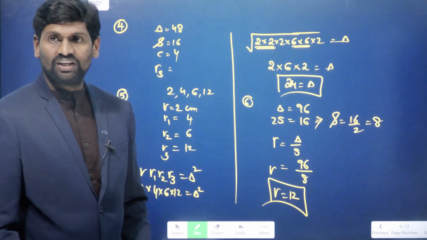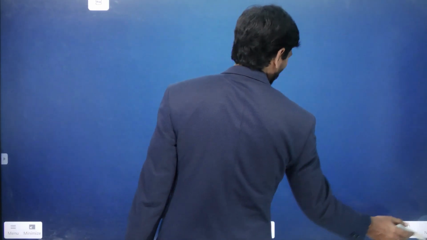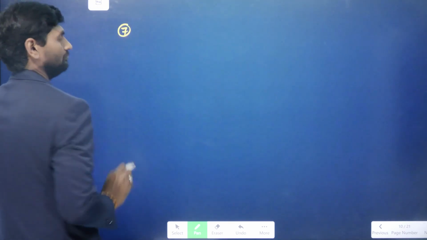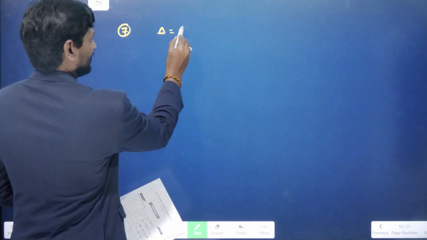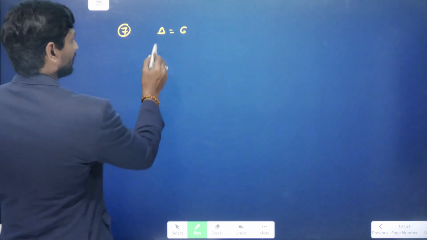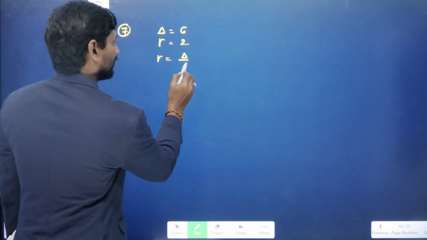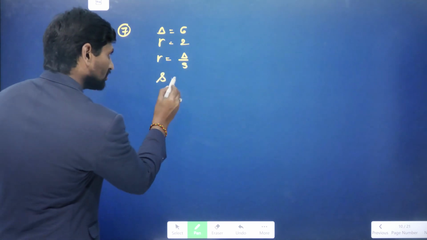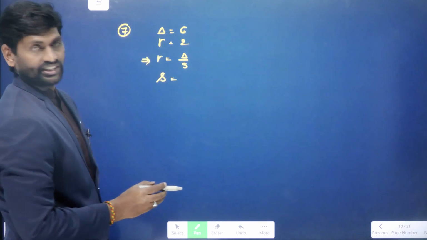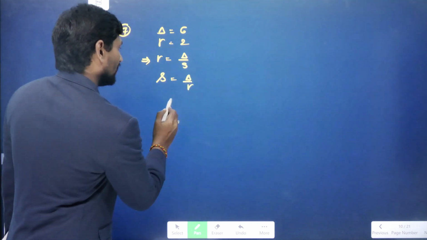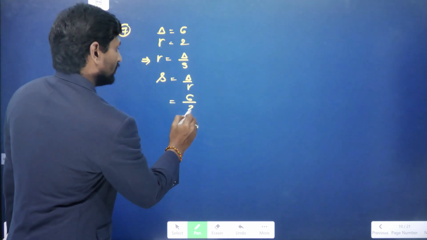Okay. So let us go to the next problem. Problem number 7: the area of a triangle is 6 square units, that means delta value is 6, and its inradius is 2 units, then find the perimeter. We know the formula R is equal to delta by S. Just interchange the positions of R and S, then S is equal to delta by R.